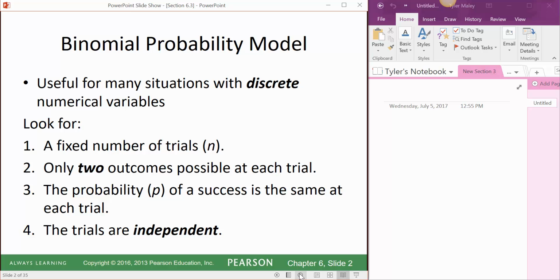So this can be useful in many situations where we have discrete numerical variables, right? So what we want to look for to know if we can use the binomial probability model is that we need a fixed number of trials, which we can denote by n. Only two outcomes are possible at each trial. So typically we say a success and something that's not success, a failure. Then part 3, the probability p of a success is the same at each trial, and 4, the trials are independent, right?